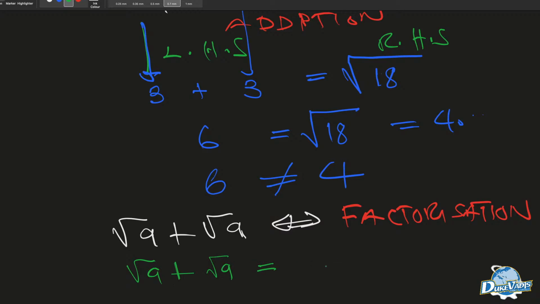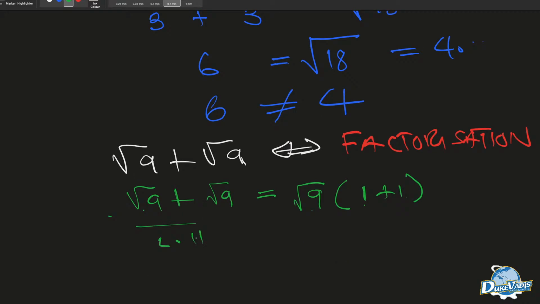can be written as, we can put square root of 9 out and we say 1 plus 1, because when I multiply square root of 9 by 1, I will get square root of 9, and I multiply square root of 9 by this will be square root of 9, and that will give me the left hand side. Okay, and this is the right hand side. Okay, so square root of 9 plus 9 can be written like this, square root of 9. Okay, now we have 1 plus 1.